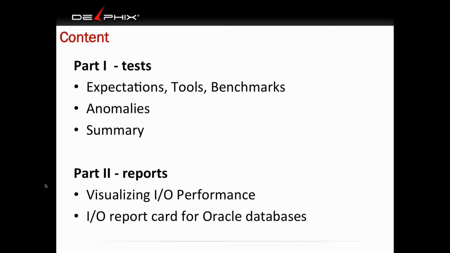So there are two parts to this presentation. In the first part, I'm going to talk about experiences that we had at work trying to benchmark I/O subsystems. We ran into a lot of anomalies, and we'll summarize our findings. In the second part, I want to talk about reporting. If I have an I/O subsystem, how can I create a report that's easy to read and can determine whether that I/O subsystem is sufficient or not for our needs? So we'll talk about visualizing I/O as well as creating reports.